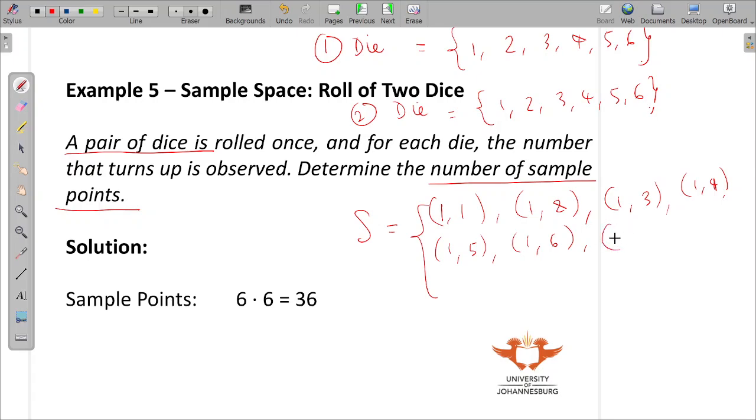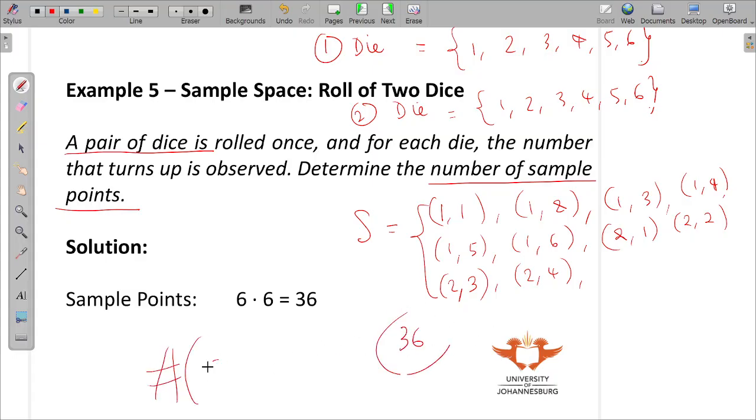Then I can go to the second one, and I have 2, 1. I have 2, 2. Then I have 2, 3. So I'm starting with 2 now. So I have 2, 4, and like that. If I continue that pattern, I will discover that if I count the whole thing, it will be 36. So that's why the number of sample points is 36.